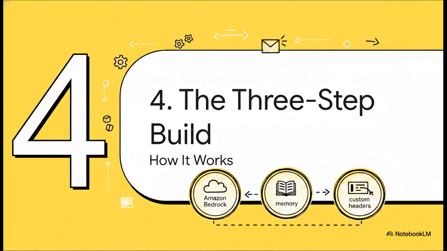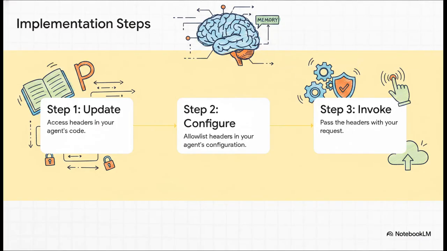All right, enough with the rules. Let's get our hands dirty and see how this actually works. It all boils down to a pretty straightforward 3-step process. First, you're going to update your Python code so it's aware of the context. Second, you have to configure your agent to explicitly allow those specific headers. And third, you just pass the headers along when you call the agent. Let's walk through each one.